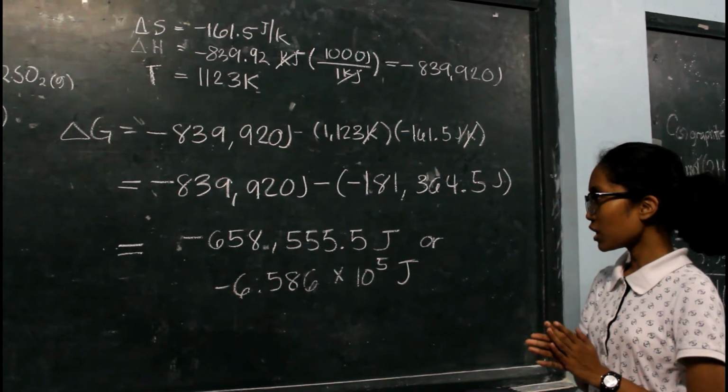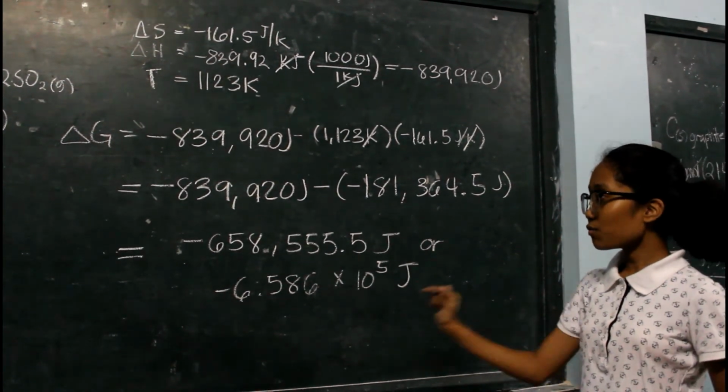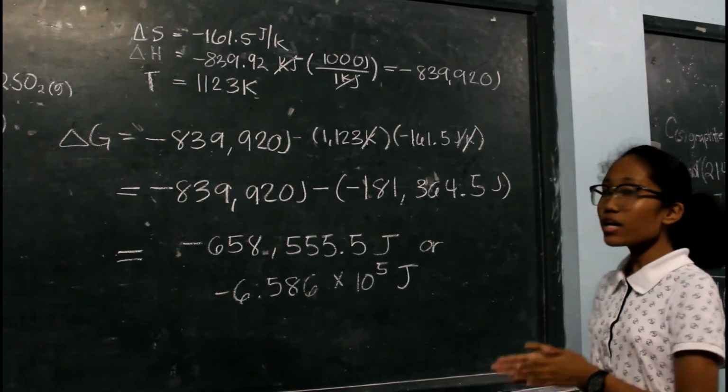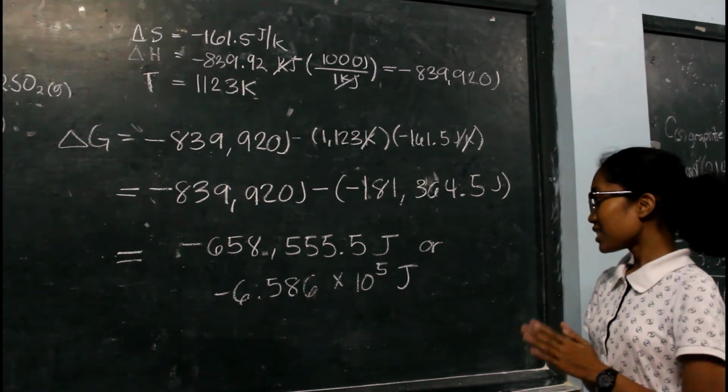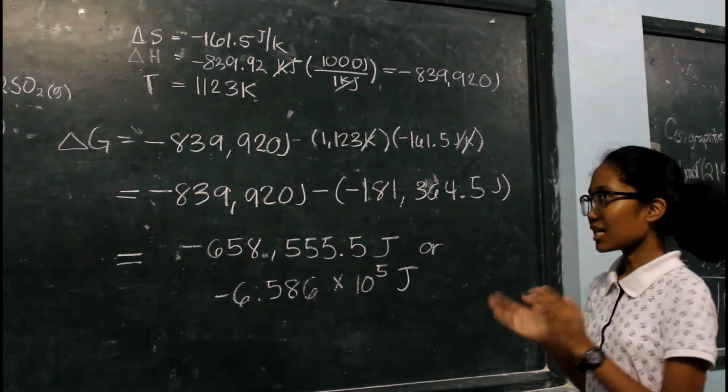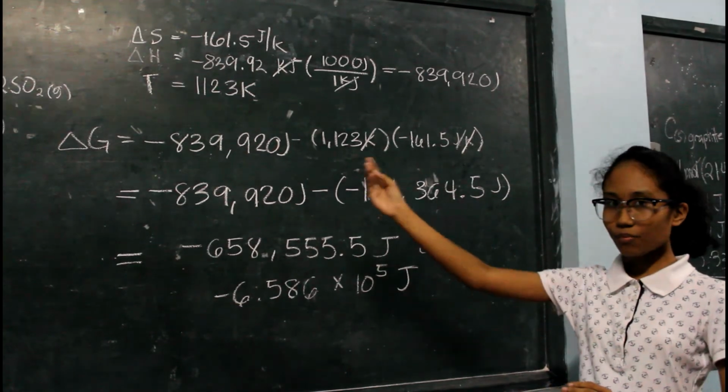And finally, we will subtract the product of the temperature and the delta S from the delta H. So that results in negative 658,555.5 joules, or negative 6.586 times 10 to the power of 5 joules. So that is our delta G for our reaction.